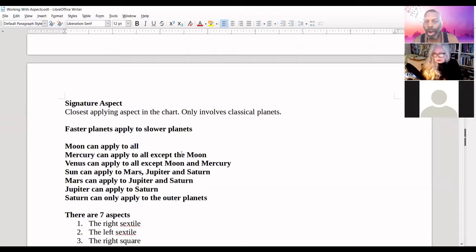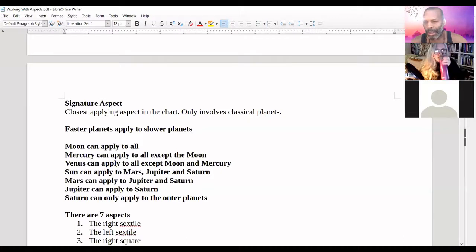Mercury can apply to all except the moon. Venus can apply to all except the moon and Mercury. And then Sun can apply to Mars, Jupiter, and Saturn. Mars can apply to Jupiter and Saturn. Jupiter can apply to Saturn, and Saturn can only apply to the outer planets.